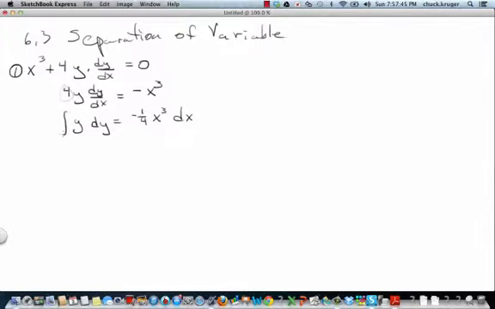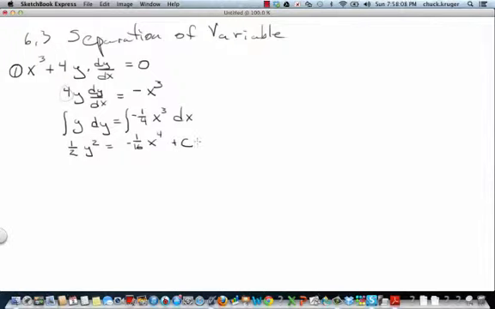So I'm going to integrate both sides. And in this case, on the left side, it's going to be 1/2 y squared, and over here it's going to be x to the 4th. So I'm going to multiply by 1/4 times the negative 1/4. I'm going to come up with a negative 1/16 plus c.